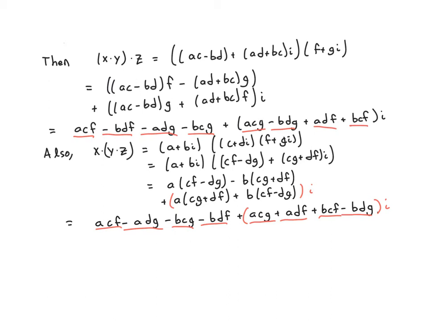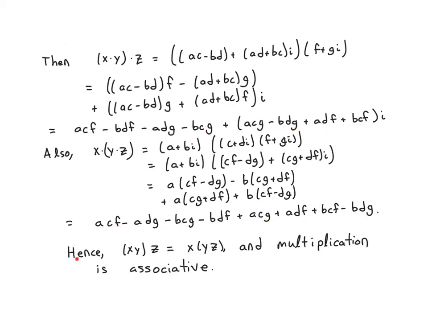And why is it the same? Well, because addition and subtraction of real numbers is already commutative. So even though these terms didn't appear in the same order, up to commutativity they're the same. So these are the same real numbers, and so these are the same complex numbers. So we're able to conclude what we wanted: x times y times z is equal to x times y times z, and therefore multiplication is associative. The good news is that's usually the hardest part in proving something is a group.